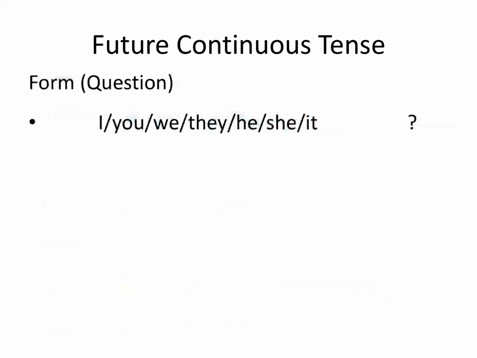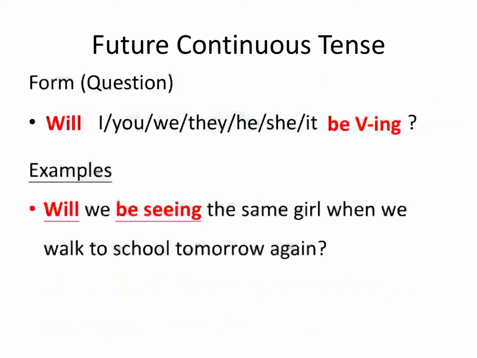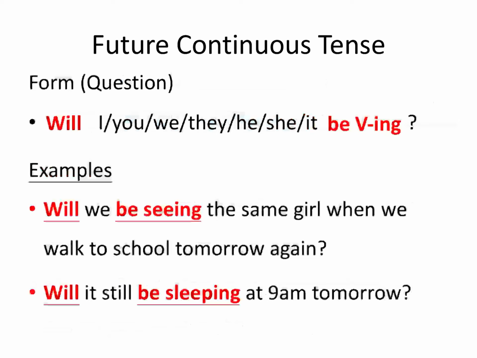When it comes to future continuous questions, we just start with the first part of the future continuous verb, will, then the subject, and then the other parts of the verb, be plus ing. Examples: will we be seeing the same girl when we walk to school tomorrow again? Will it still be sleeping at 9 a.m. tomorrow?